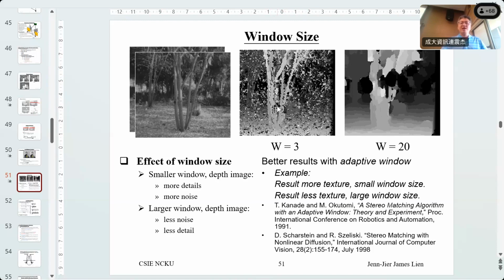In more detail, if your window size is too big, you'll find more global information and you'll lose the detailed information. So the window size for trying to find corresponding points is very important. My experience is basically 3 by 3 is good enough. The same as filters, the deep learning filter, usually 3 by 3 is good enough.